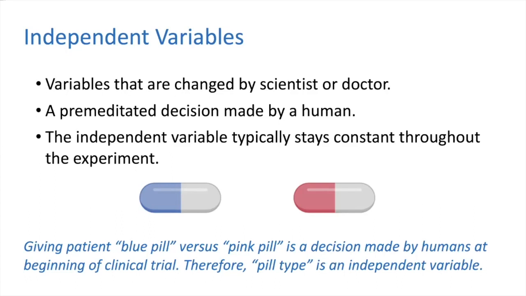So here, as an example, we could give one group of patients blue pills, another group of patients the pink pill, and therefore the pill type, what color the pill is, is the independent variable. Now, throughout the experiment, the pill could affect patients in many different ways, but the type of pill the patient is getting usually stays constant throughout the experiment. That's why we say the independent variable is typically constant throughout the experiment. And since it was decided by a human which pill a group will get, we call it the independent variable.